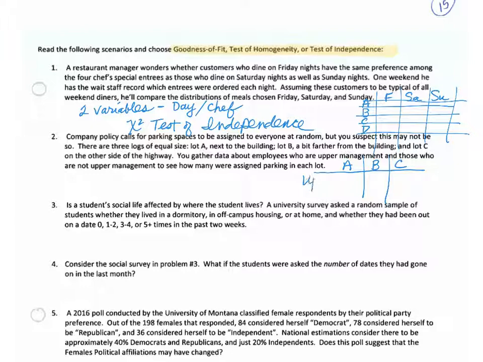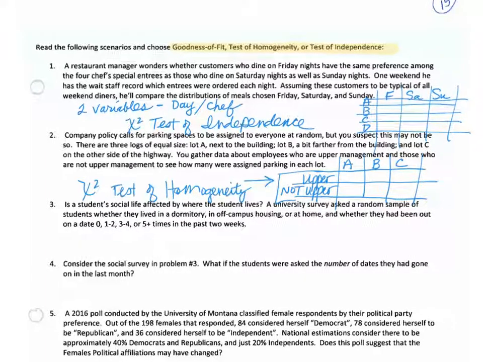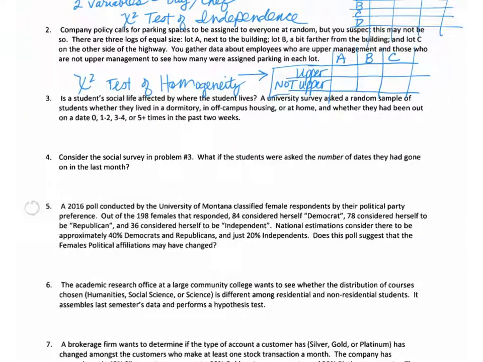So we want to see if the rate at which upper management is placed in those lots, because it's supposed to be done randomly, and not upper management. So what would that be? Homogeneity. Good. Chi-squared test of homogeneity, because we just have one category, upper management and not upper management, across those three populations. I thought the not was for goodness of fit. Nope. So goodness of fit is a claimed percentage for a value.